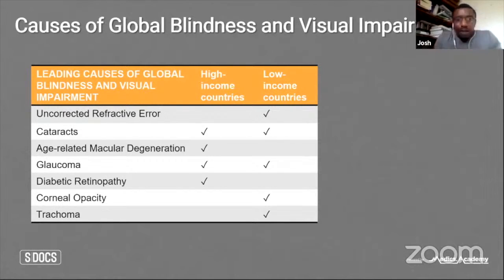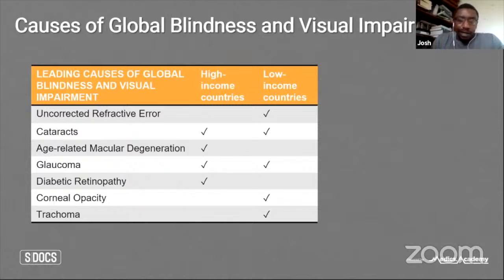So with high-income countries, I've highlighted cataracts, age-related macular degeneration, glaucoma, and diabetic retinopathy. As you may know, that of course is linked with high-income countries generally having a demographic of an aging population. These are conditions that can all be related to age, chronic diseases of age, and that type of thing.